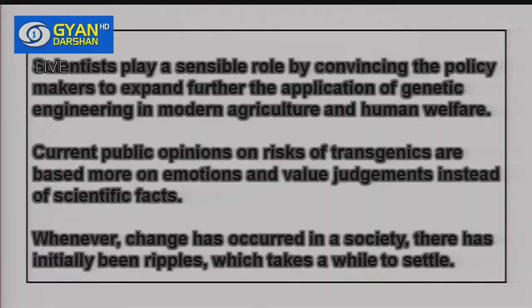Scientists play a sensible role by convincing the policymakers to expand further the application of genetic engineering in modern agriculture and human welfare. Current public opinion, to be very frank, is based more on emotions rather than scientific judgment. We are judging this emotionally rather than scientifically. So that should not be the case. We should come up with a rational mind. Of course, it has some negative sides, but we should come up with rational thinking and a rational opinion.